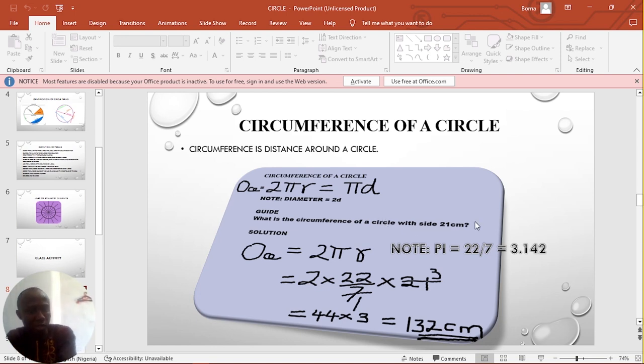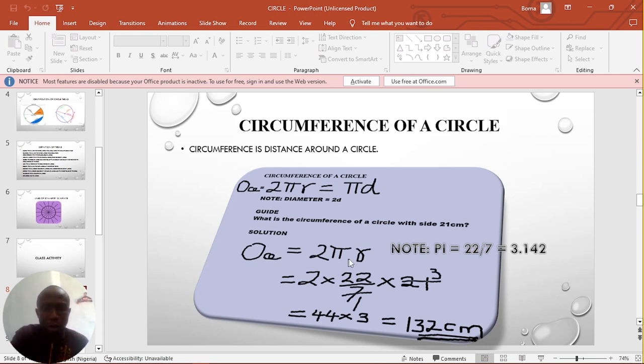radius 21 cm? As I said, you will be given either the radius or the diameter. If you're given the radius, you use 2 pi r. If you're given the diameter, you use pi d. Don't forget, note that diameter is 2 times radius, while radius is half of diameter. So now let's calculate the circumference.